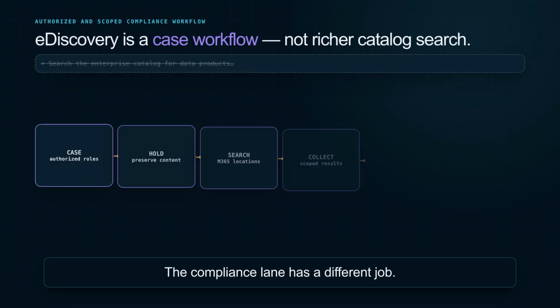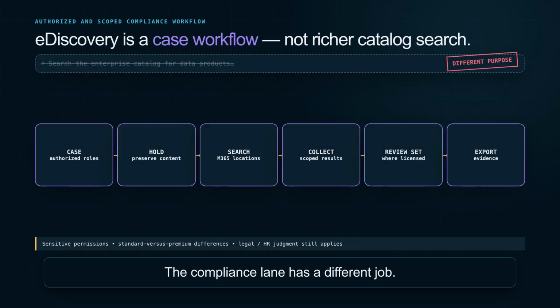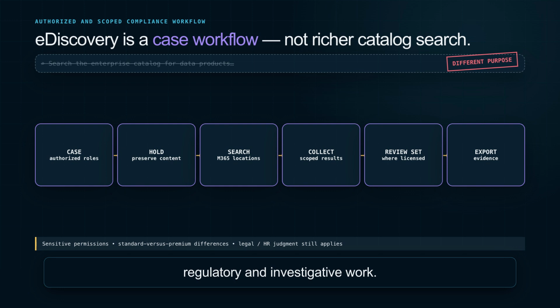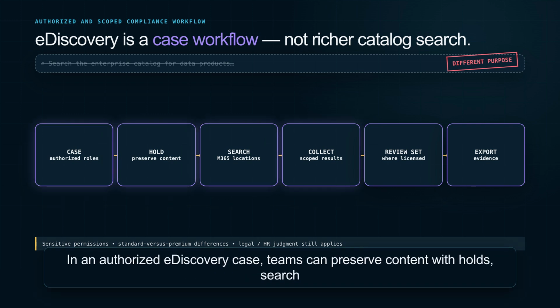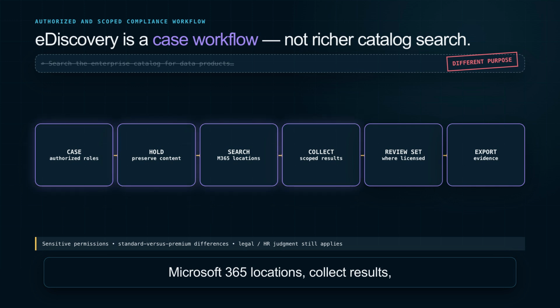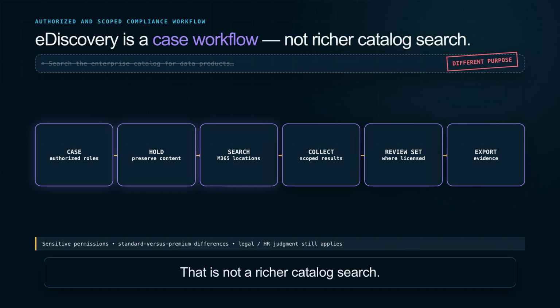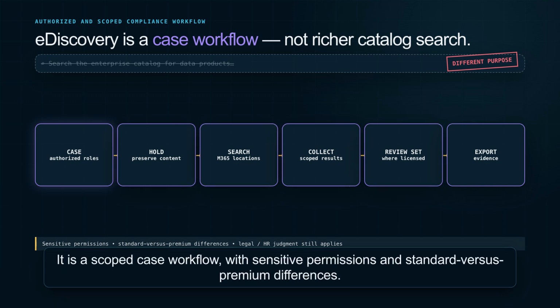The compliance lane has a different job. Audit, retention and records tools, compliance manager, and eDiscovery support regulatory and investigative work. In an authorized eDiscovery case, teams can preserve content with holds, search Microsoft 365 locations, collect results, use review sets where licensed, and export evidence. That is not a richer catalog search. It is a scoped case workflow, with sensitive permissions and standard versus premium differences.